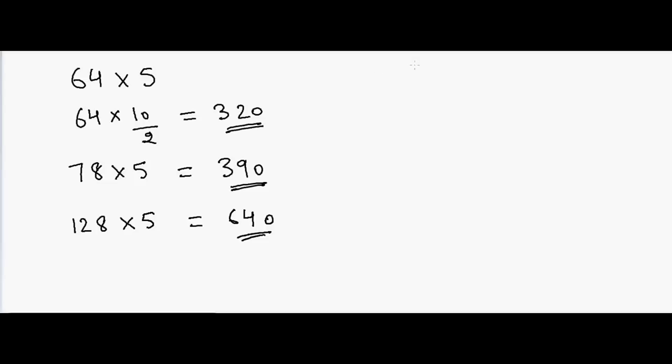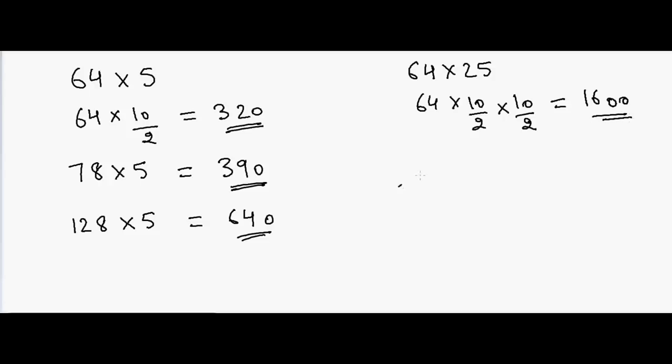Another trick is to multiply by 25. So if I have to multiply 64 by 25, then we can write this as 64 into 10 by 2 into 10 by 2. So we have to take half of 64 two times. In that case, half of 64 is 32, half of 32 is 16. The answer is 1600. Again, if I have 128 and want to multiply by 25, in that case it will be equal to half of 128, 64, and half of 64 is 32. It's 3200.